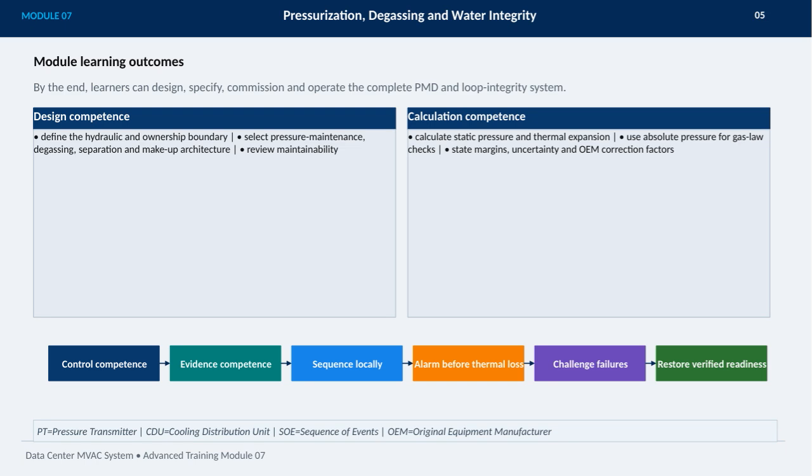Control-wise, you'll develop skills to sequence operations locally, issue alarms before thermal loss occurs, challenge potential failures, and restore verified readiness to the system. Understanding key terms like pressure transmitters, cooling distribution units, and sequence of events will also be essential as we move forward. This comprehensive approach ensures systems remain reliable and efficient under all conditions.